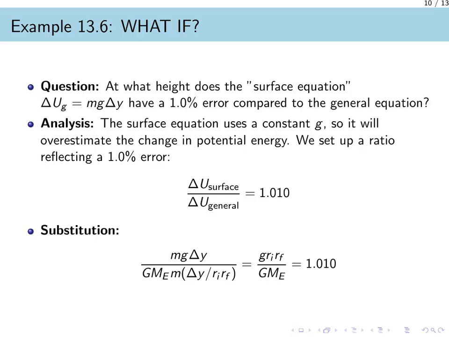To find the point where this overestimate is exactly 1%, we can set up a ratio. We will divide the potential energy change from the surface equation by the change from the general equation and set this ratio equal to 1.010. As shown, we then substitute the mathematical expressions for each term into this ratio. This gives us an equation that relates g, the radii, and the universal gravitational constant, G. Setting up this ratio is the key step to quantifying the error of our physical approximation.